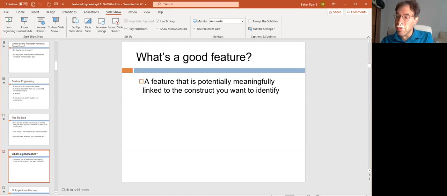So before we think of how we make features, let's start with something from your introductory philosophy class and say, what's a good feature? Well, a feature is good if it's potentially meaningfully linked to the construct you want to identify. So I'm making a strong point here. It's not that you can just take a bunch of garbage variables and get a good model. I mean, you can if you don't cross-validate, but it has to have some meaningful link if it's likely to actually be predictive. We may not always understand that link perfectly, but it has to be something.